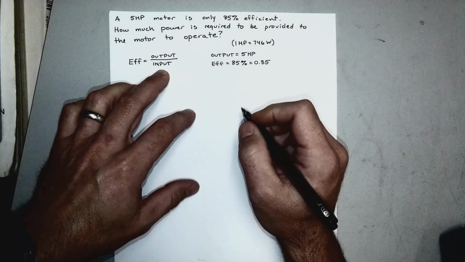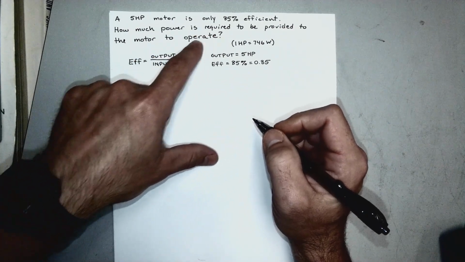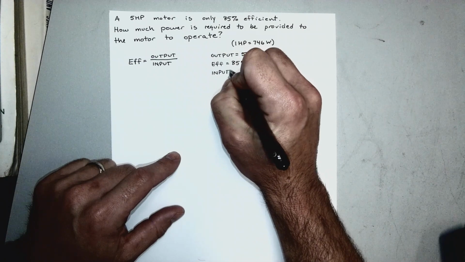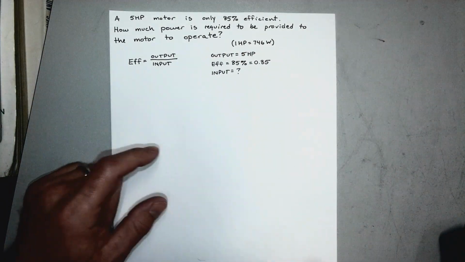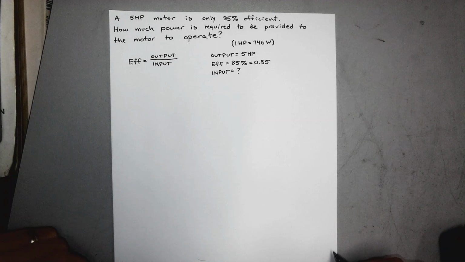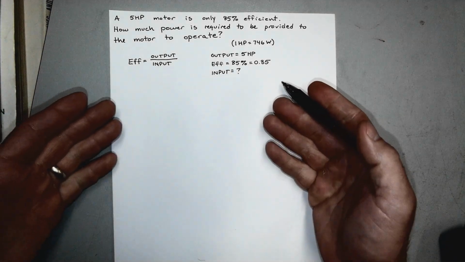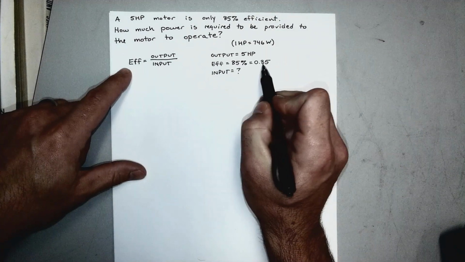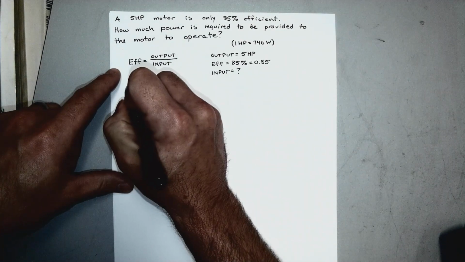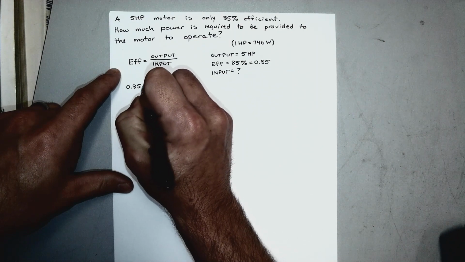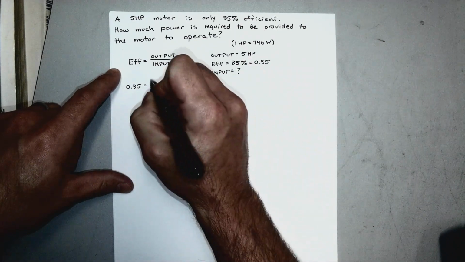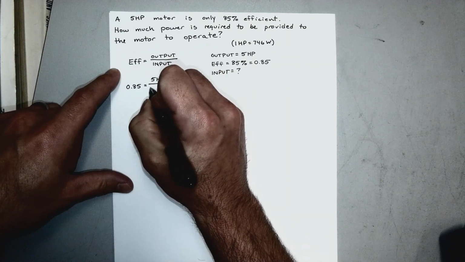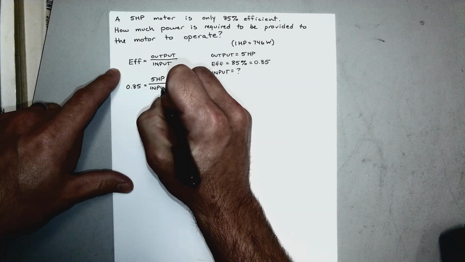And the last thing is input, and it's asking how much power is required to be provided. That is the input power, but we don't know that. We're being asked to solve for it, and so we're just going to put a question mark right there. Now the next thing we do is we just plug everything in, and then we can do some rearranging later. So I'm going to plug the efficiency in on the left hand side, so that's 0.85 equals our output of 5 horsepower divided by our input.